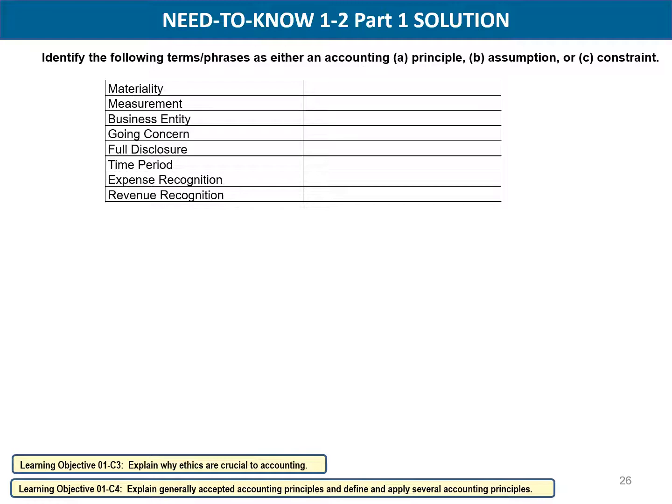Materiality, is that a principle, assumption, or constraint? It's a constraint. Measurement, A, B, or C? Measurement is a principle. The business entity is an assumption. Going concern is an assumption. Full disclosure is a principle. Time period is an assumption. Expense recognition is a principle. And revenue recognition is a principle. So I hope you did well on those. And let's move on to the next.